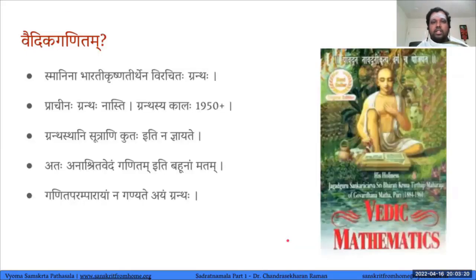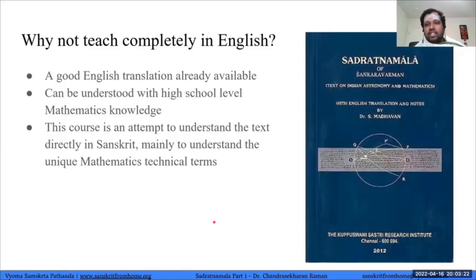So there were a lot of questions on this. Why not teach this course completely in English? I started out with talking a lot of Sanskritam. So there was a question: why is this? Why are we doing this? Why not do this in English?